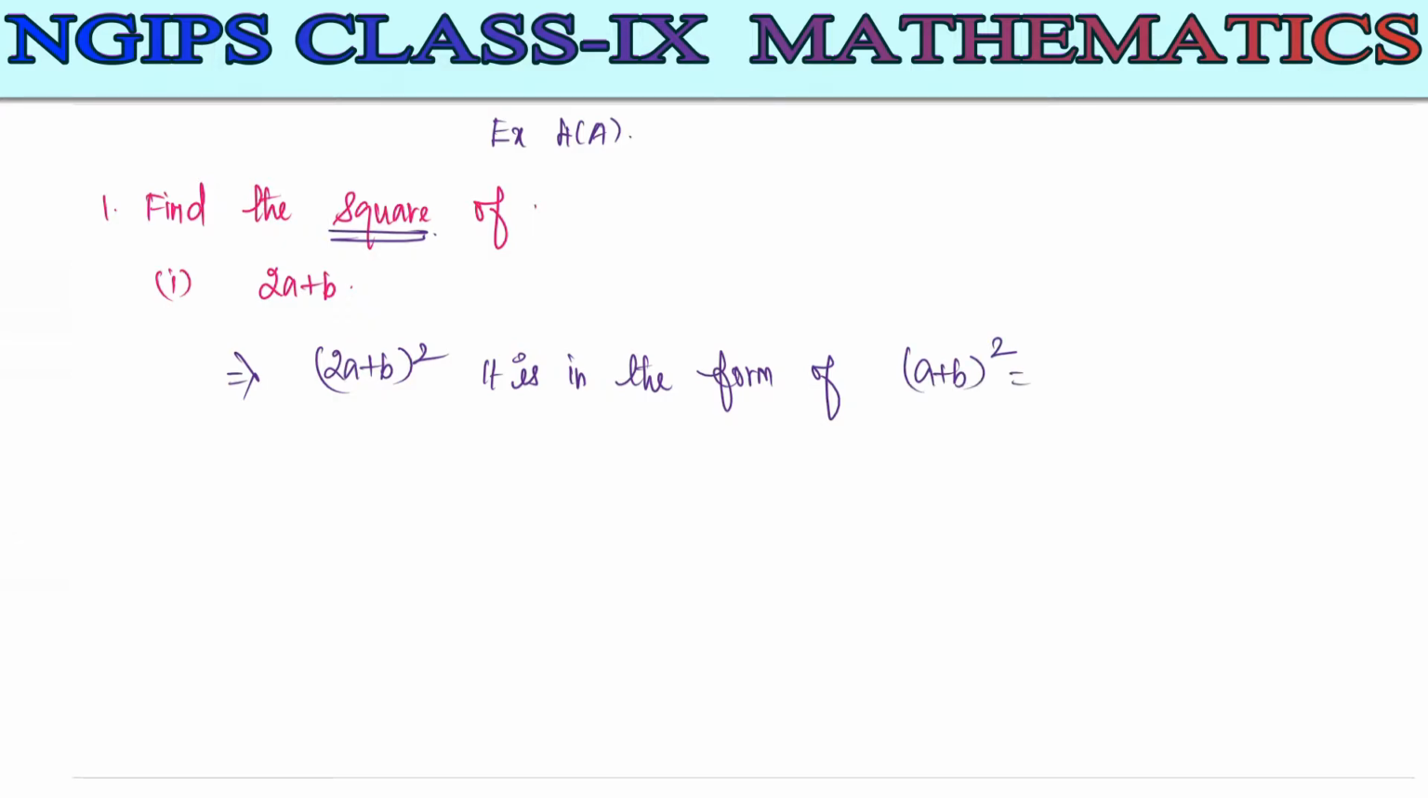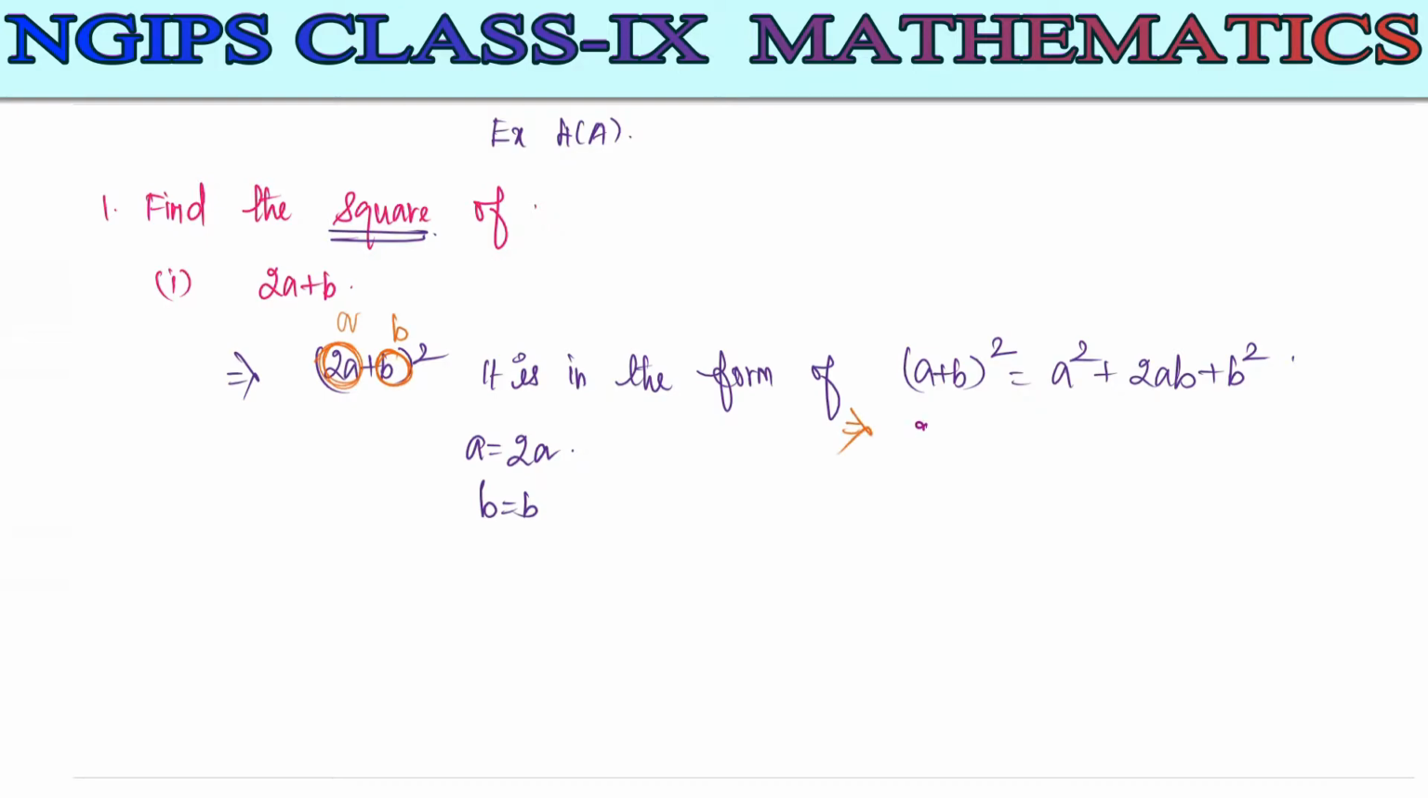So the formula here is a square plus 2ab plus b square. In this condition, for a we need to take 2a and for b we have b. If you look at this, here we have 2a, it is going to be a, and this b is going to be b. So I am going to substitute here. When you substitute, what value will we get?